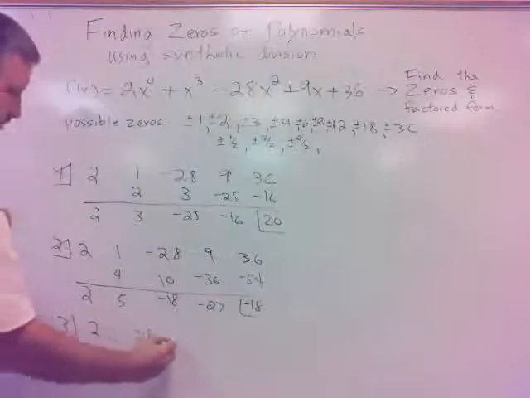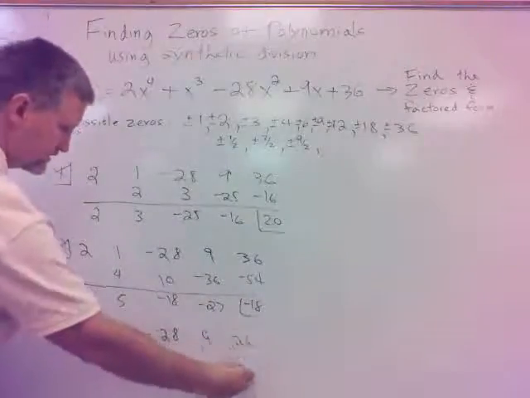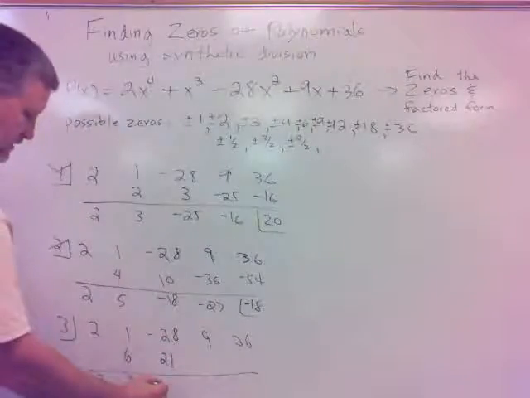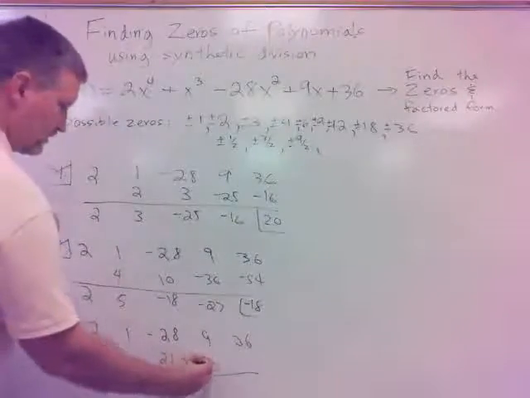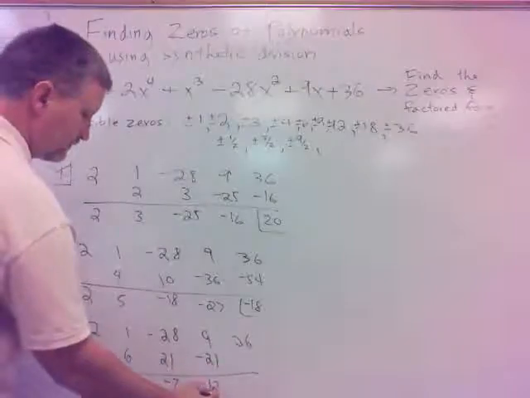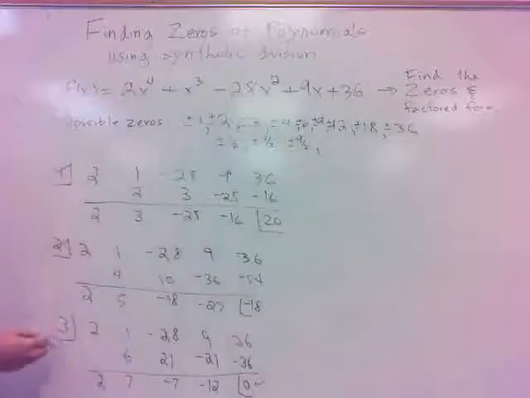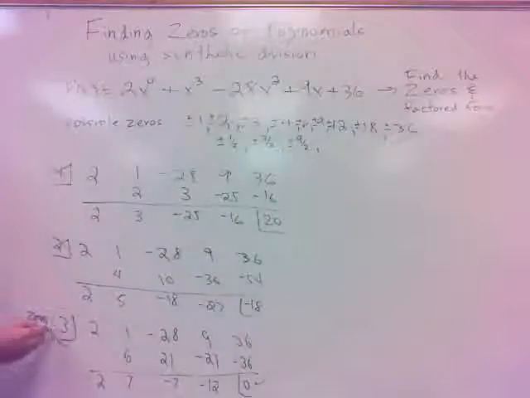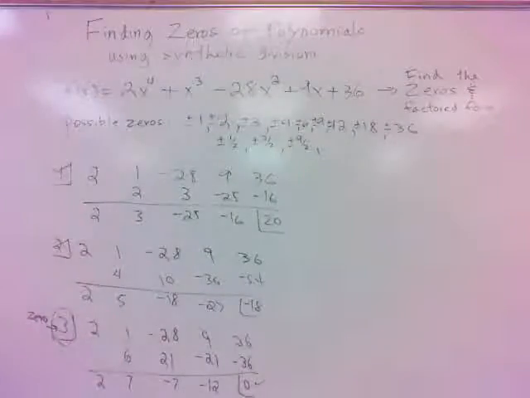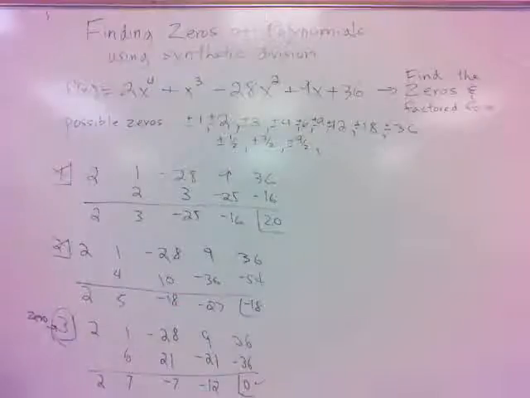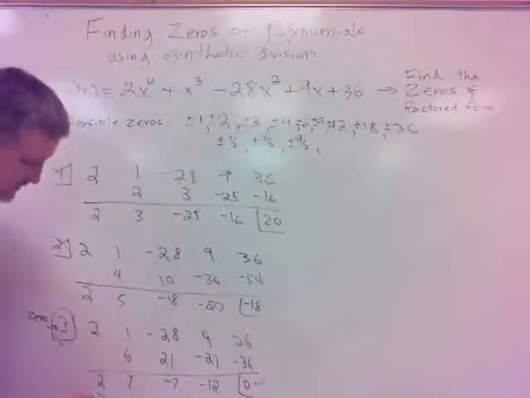2, 1, minus 28, 9, and 36. 2, 6, 7, 21, negative 7, negative 21, negative 12, negative 36. Aha! Found a 0. So you may take a little searching, but that's why we're using synthetic division here, because you can do those quickly, finding zeros quickly. All right, so that helps us out a little bit.